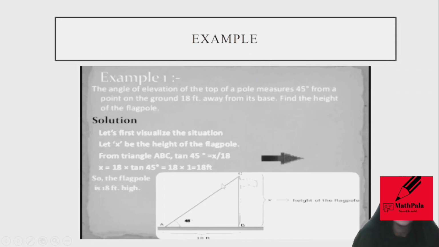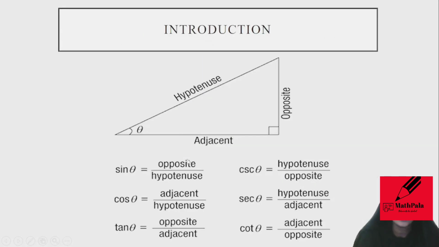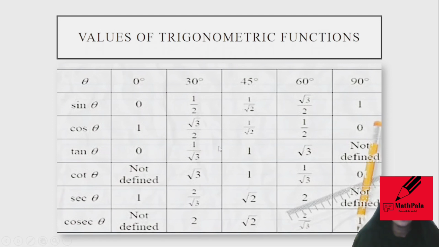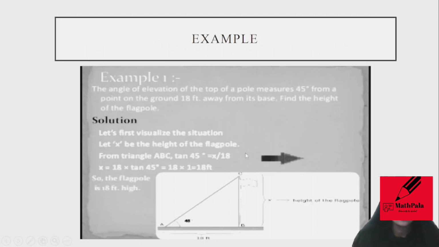So we will take tan theta is equal to opposite side upon adjacent side, where the opposite side means height. The height we assume as x. So tan 45, theta is given as 45, so tan 45 is x upon 18, where x is equal to tan 45 into 18. But we know that the value of tan 45 is 1, so here we put 1 and we will get x is equal to 18 feet. So the flagpole is 18 feet high.